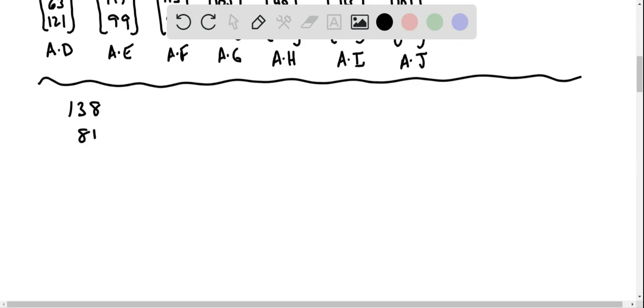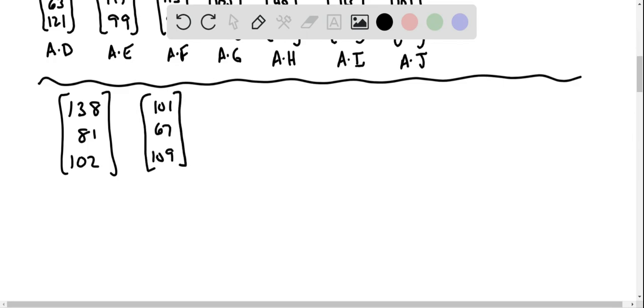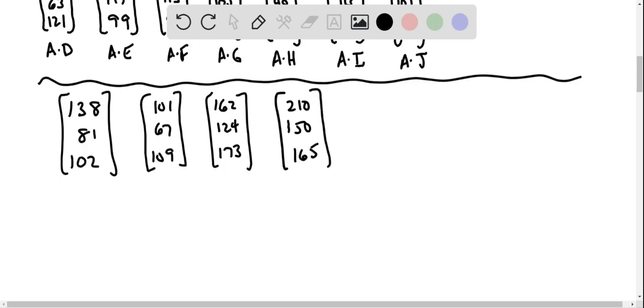138, 81, 102. That's my first matrix. 101, 67, 109. My second group of 3. 162, 124, 173. And my fourth grouping is 210, 150, and 165. Okay. Just so we can reference these, since I've gone up to J already, let's just skip a little. Let's call this matrix P, Q, R, and S.